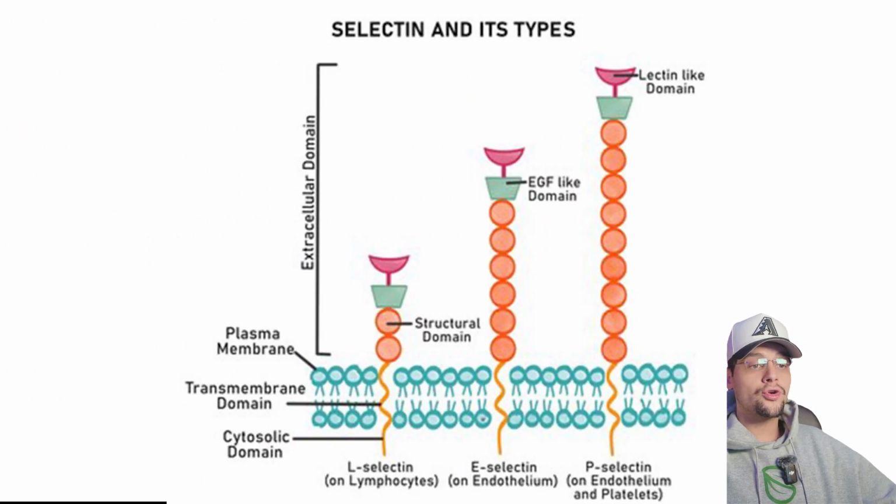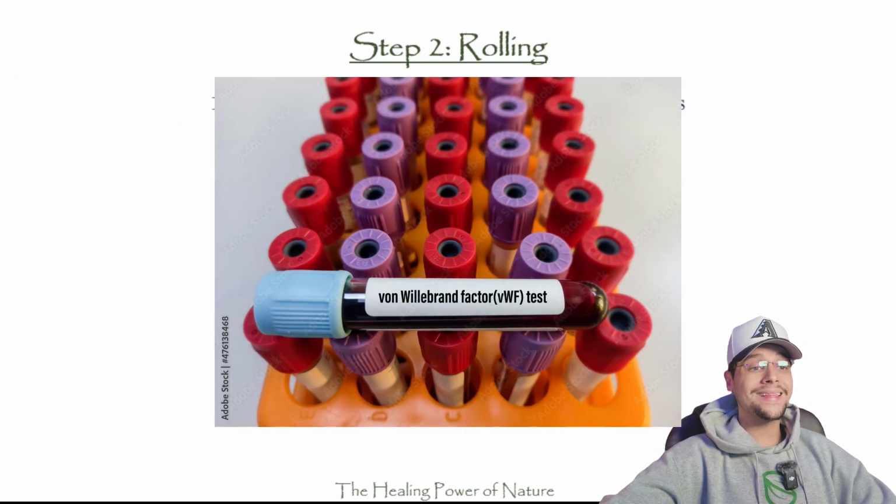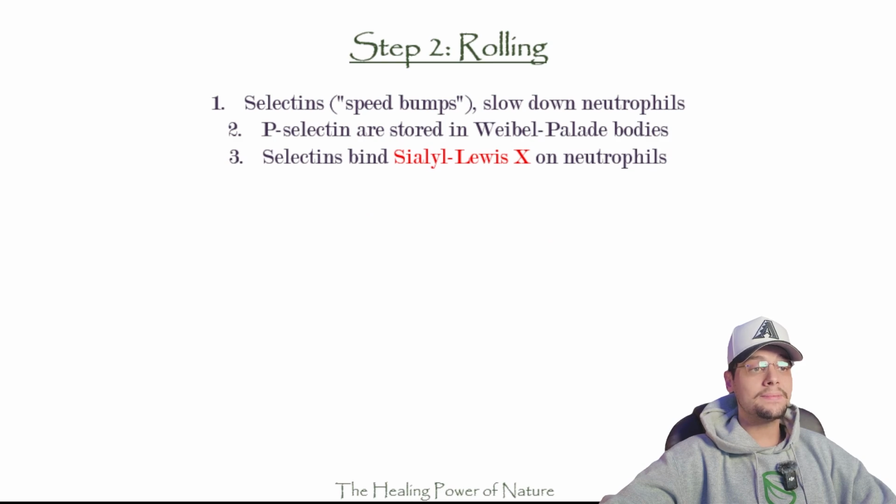E-selectins are induced by tumor necrosis factor alpha and IL-1, or inflammatory cytokines, and L-selectins are expressed on leukocytes, L for leukocytes, and help in later stages of leukocyte recruitment. Von Willebrand factor and P-selectins are both stored in Weibel-Palade bodies. So when you see Weibel-Palade, think W and P for selectins and W for von Willebrand factor. Von Willebrand factor is important for platelet adhesion, while P-selectin facilitates neutrophil rolling. Selectins bind sialyl-Lewis X on neutrophils, promoting loose adhesion and rolling along the endothelium.